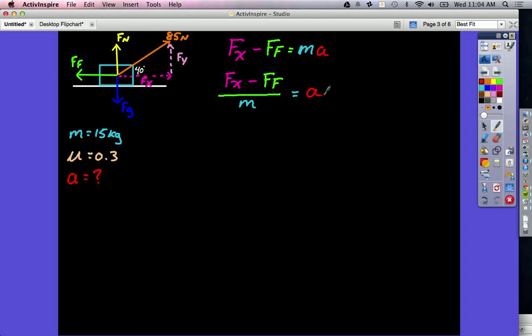Now ideally I can plug in some numbers. Force of pull in the x direction is the adjacent side of this triangle. So I'd use cosine of my angle times 85, and that would get me force of pull in the x. But the problem is with friction. Because while force of pull in the x is easy enough to get, cosine 40 times 85, my force of friction, I need the coefficient times the normal force. And then I can divide that by my mass, which is 15 kilograms.